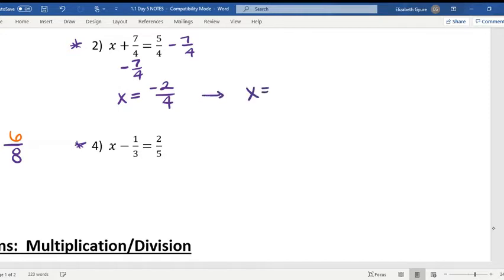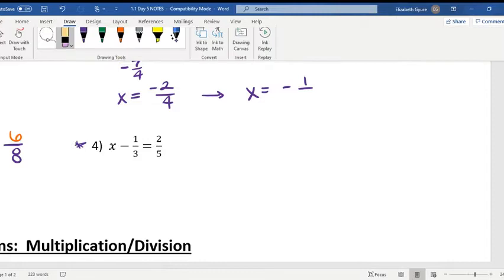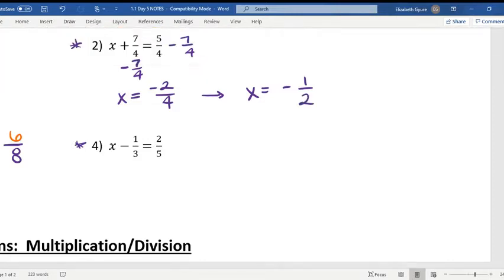If you divide them both by 2, 2 divided by 2 is 1. So we'll have a -1, and then 4 divided by 2 is 2. Good. So this should reduce to -1/2. Excellent. We good with that one? Okay. And let me know if you get hung up on anything, because there is one on the quiz that you have to either add or subtract a fraction.